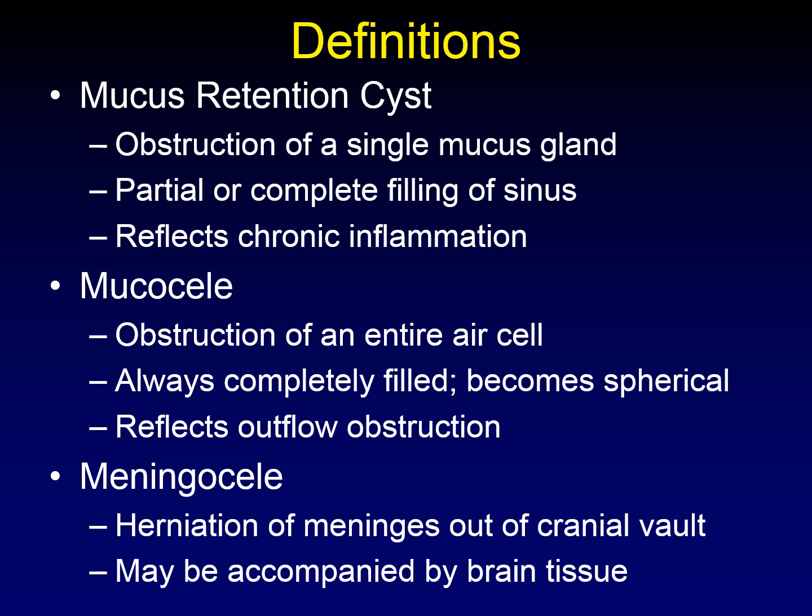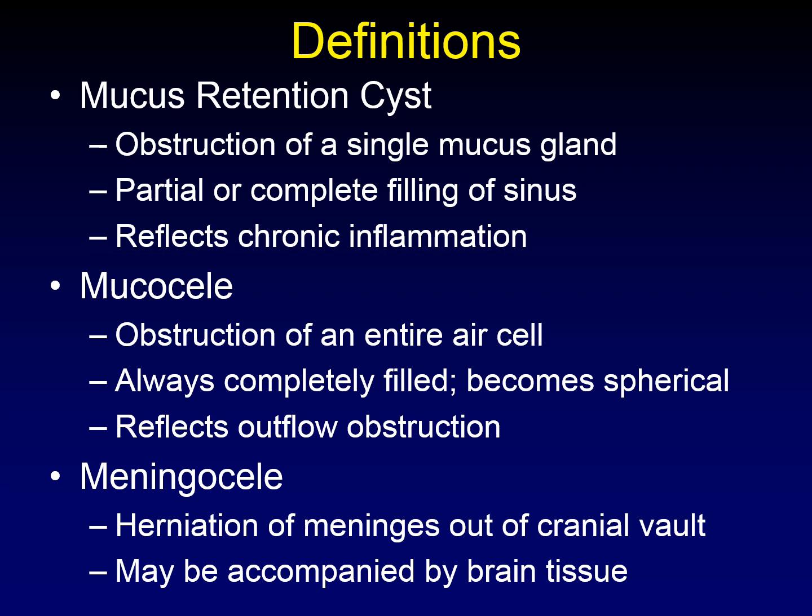A mucus retention cyst is what happens when you obstruct a single mucus gland within a sinus. It can partially fill the sinus or eventually completely fill the sinus, although usually they only partially fill the air cell. And it is a reflection of chronic inflammation in the same way that a polyp is a reflection of chronic inflammation. In fact, the two look very much alike.